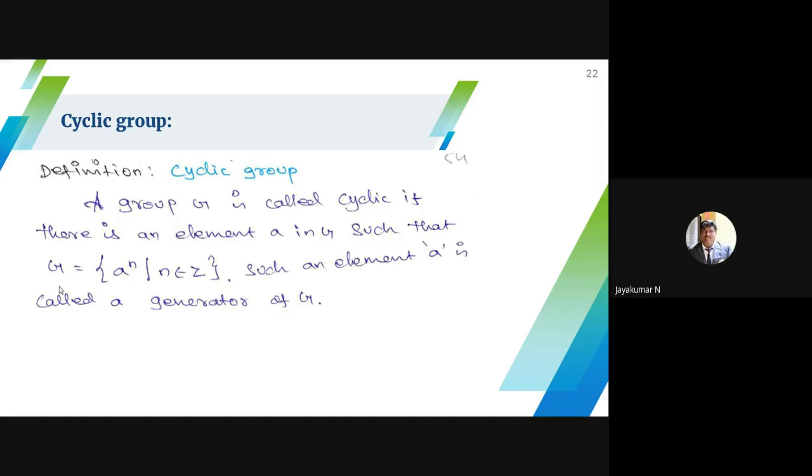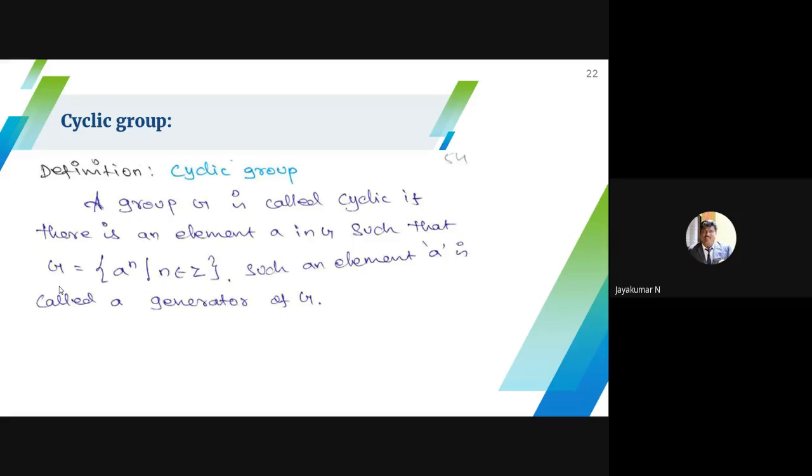That means if a is a generator of a cyclic group, then the inverse of a, a inverse, is also a generator of the cyclic group. Keep in your mind, if a is a generator of a group, then the inverse of a is also a generator of the group. You have to understand this concept. Keep in your mind. Okay.